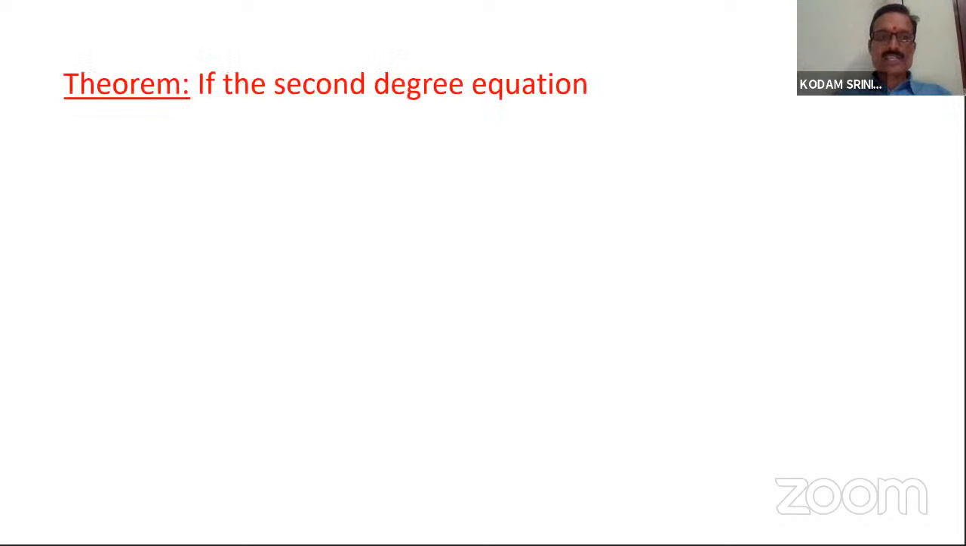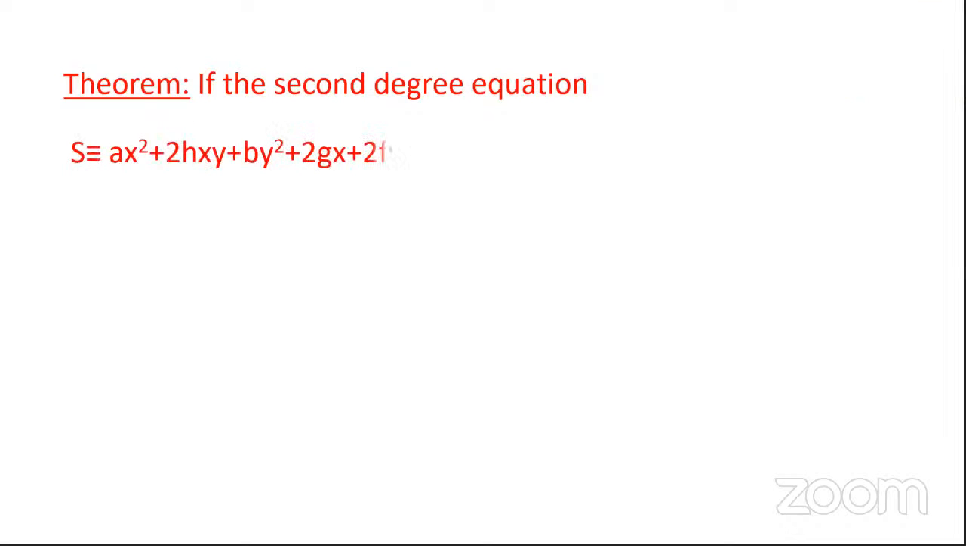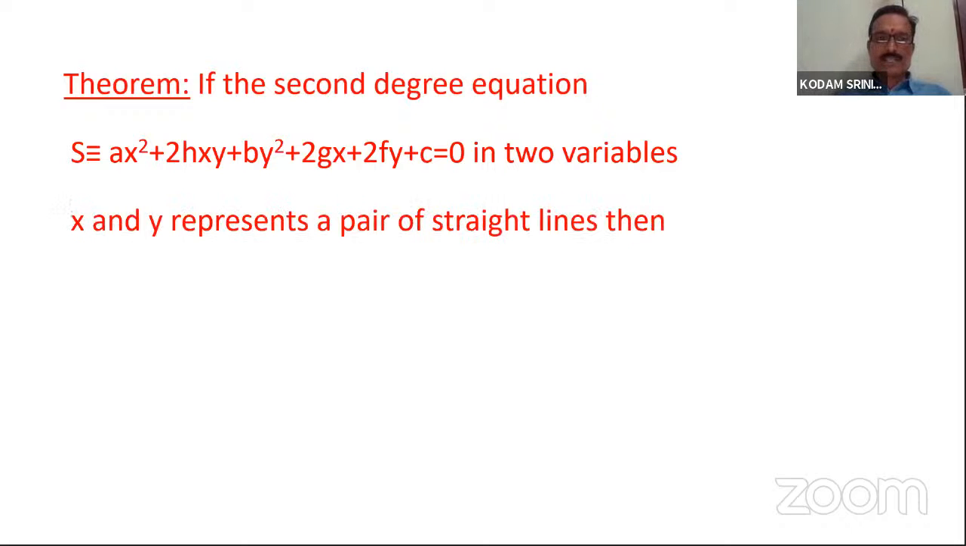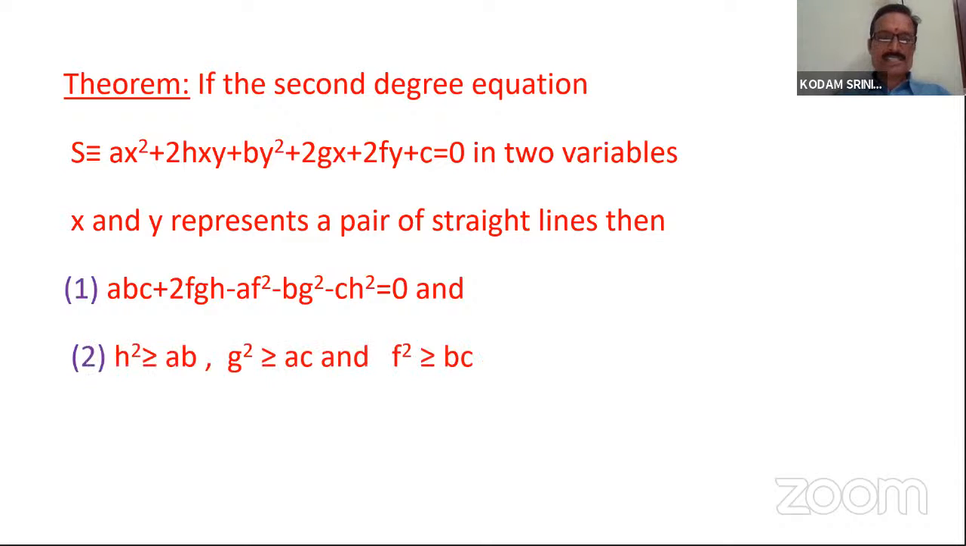Now let us discuss that theorem. If the second degree equation S equal to ax square plus 2hxy plus by square plus 2gx plus 2fy plus c equal to 0 in the variables x and y represents a pair of straight lines, then we have to prove that number one, abc plus 2fgh minus af square minus bg square minus ch square equal to 0, and the second one is h square greater than or equal to ab, g square greater than or equal to ac, and f square greater than or equal to bc.